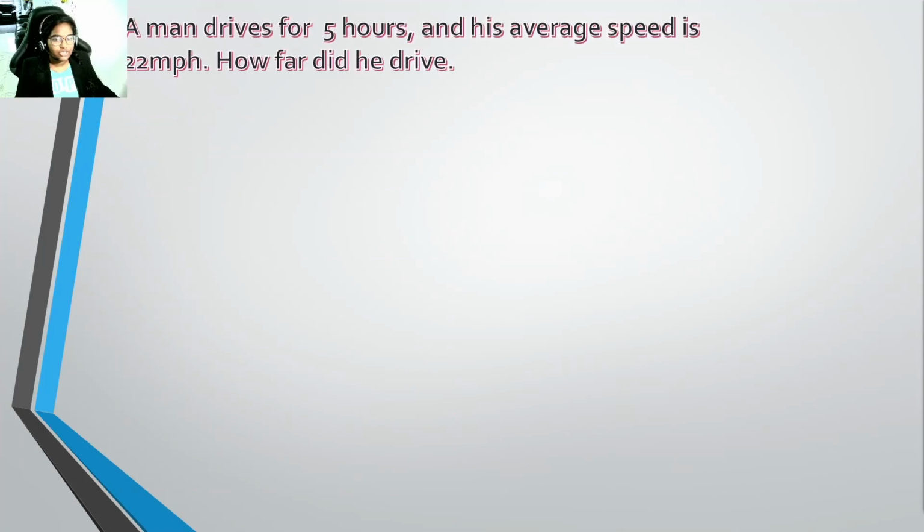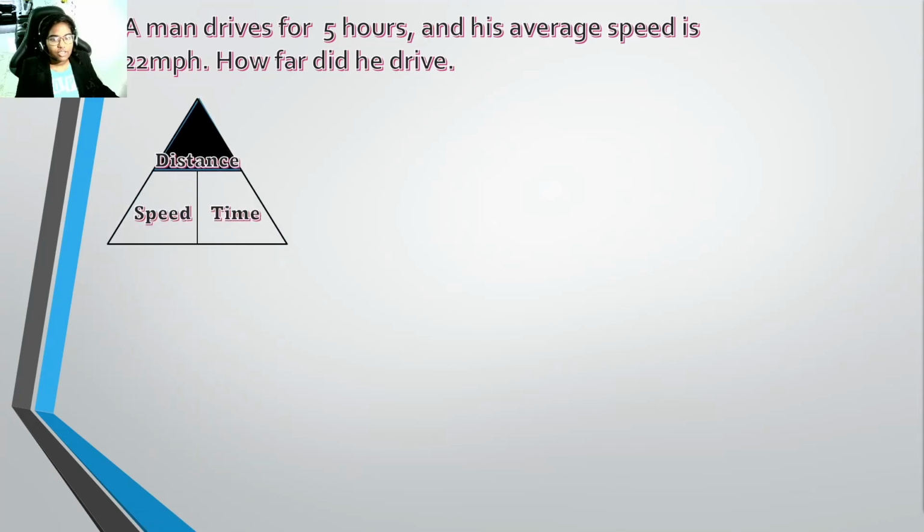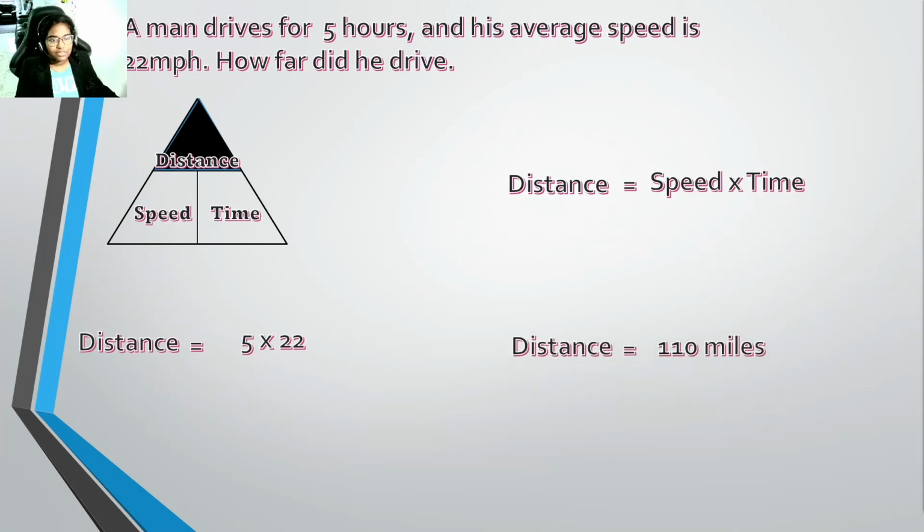Let's try another question. A man drives for 5 hours and his average speed is 22 miles per hour. How far did he drive? Well, we need to find the distance. Looking at the triangle, speed and time are horizontally next to each other, so the equation will be distance equals speed multiplied by time. Now let's substitute the values we have, in this case for time and speed. We will have distance equals 5 times 22, which is 110. So the man drove for 110 miles.